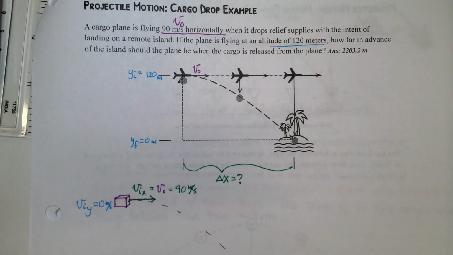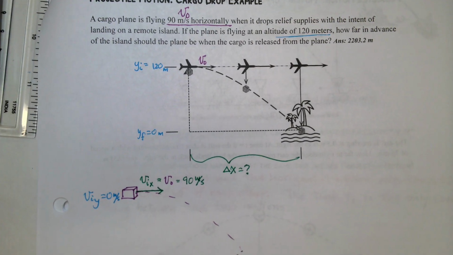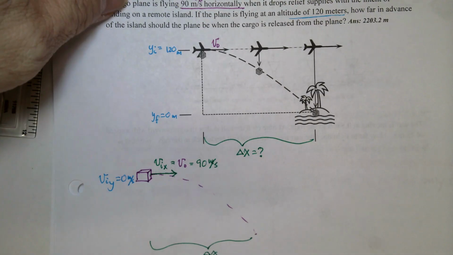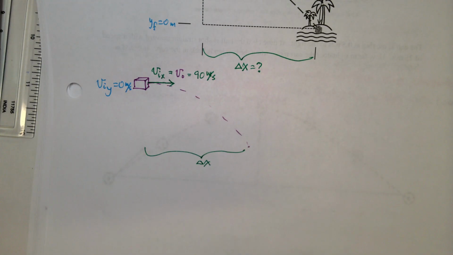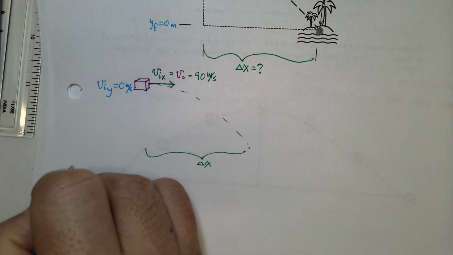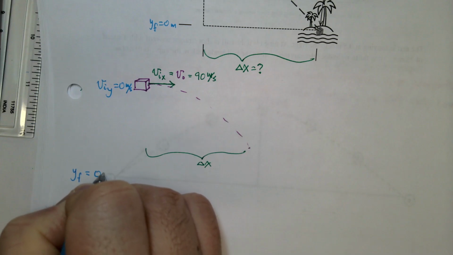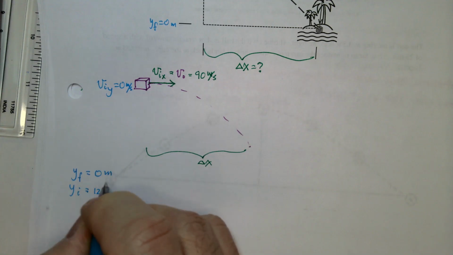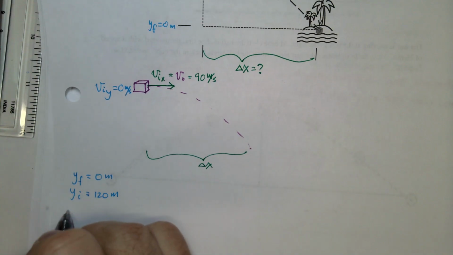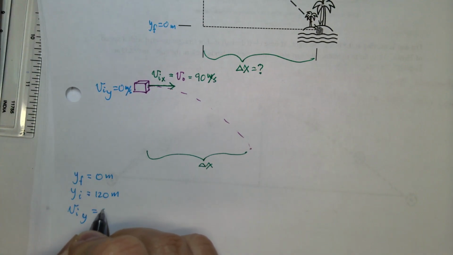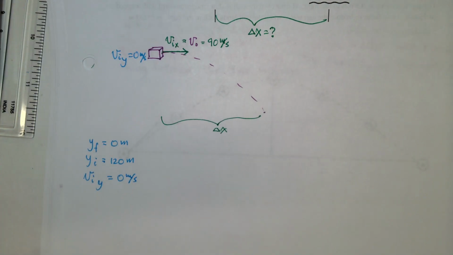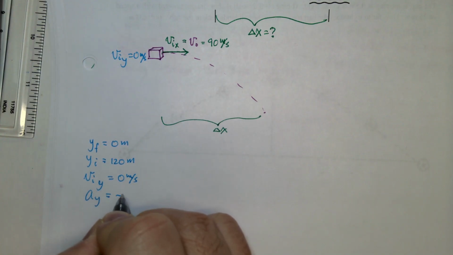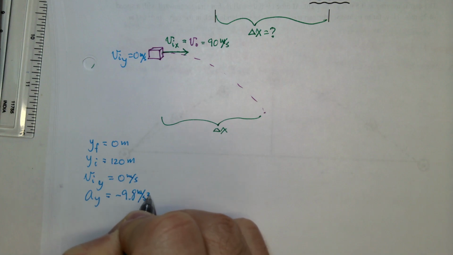Okay, so first step is to find time, I think, right? First step is to find time. If you can't really do anything or start anywhere, I would start with finding time. Okay, so here we could say my y final is equal to 0 meters. My y initial happens to be 120 meters. My Viy is 0 meters per second, because it is just released as it's flying horizontally. And my a sub y is equal to negative 9.8 meters per second squared.